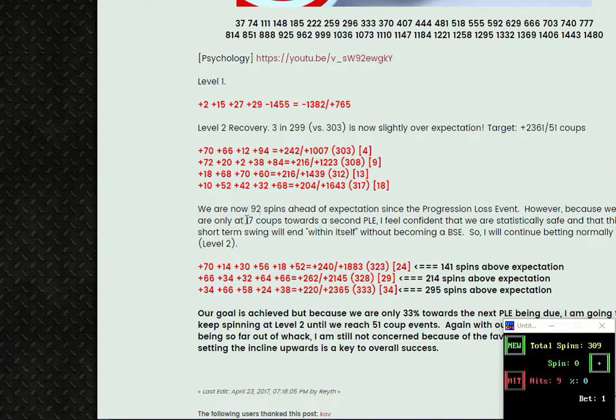It's not a happy time. But I'm saying we are only at 17 coups towards a second PLE. Why? 317 is due. Actually, it's 16 because it's 303. It's 14 actually, not 17 coups. I did a little estimation on that for convenience. So even though we're 92 spins ahead, with more hits by 92 spins, I'm going to keep going because we're still early on the PLE ratio. This 92 spins is going to correct by 46 spins. It's going to correct itself and not manifest in a PLE because this PLE ratio is still very young, which is 303. That's why I continue.